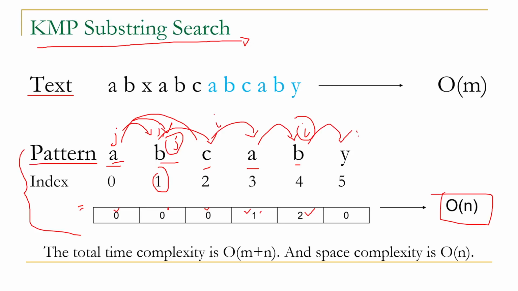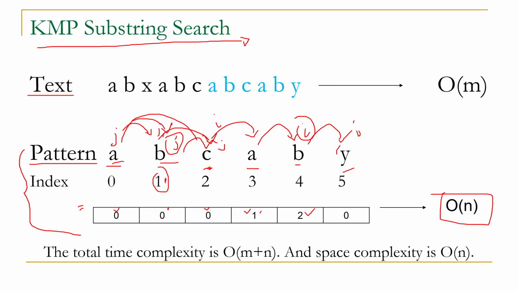Again we increase the I index as well as J index. Then we can see there is a mismatch. C is mismatched with Y. So we can see the previous index value.